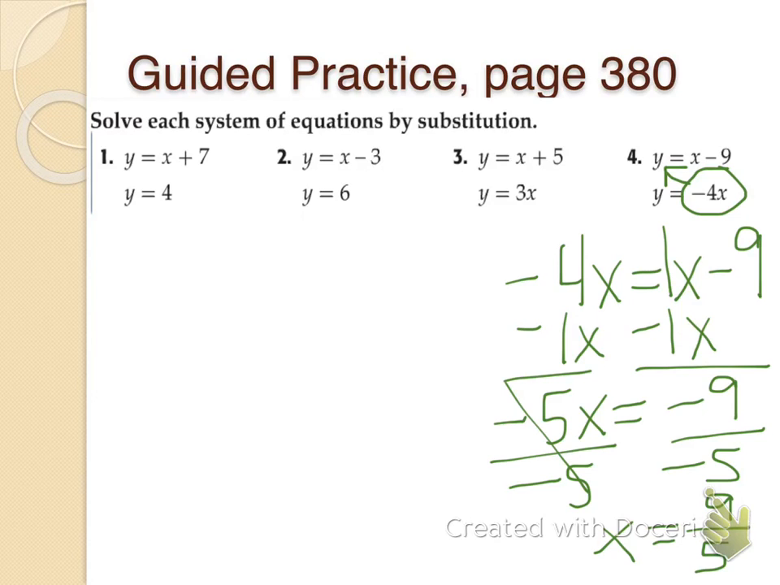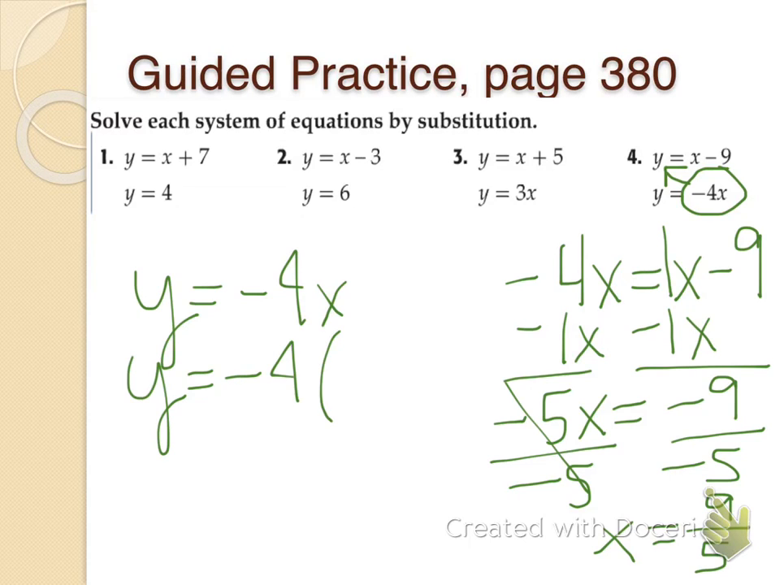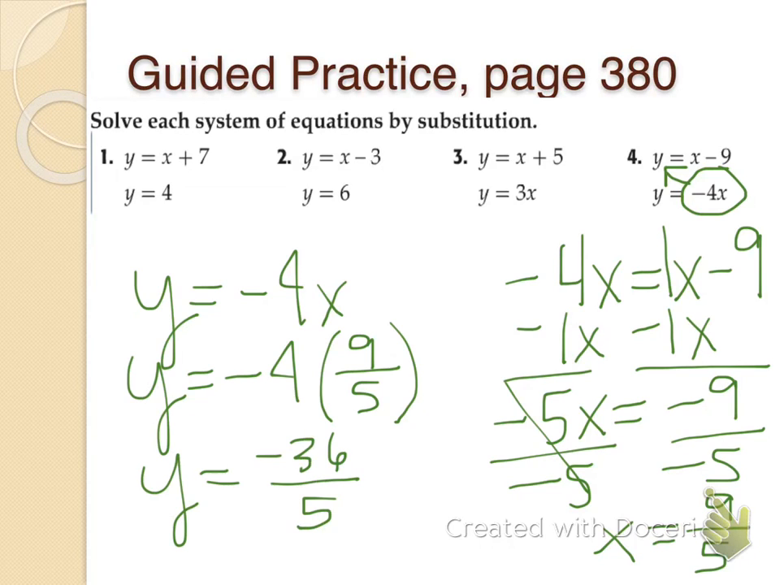All right, plugging this in, y equals negative 4x. So y equals negative 4 times 9/5. Negative 4 times 9 is negative 36/5. All right, so our answer is (9/5, negative 36/5). You can turn those to decimals or to mixed numbers.